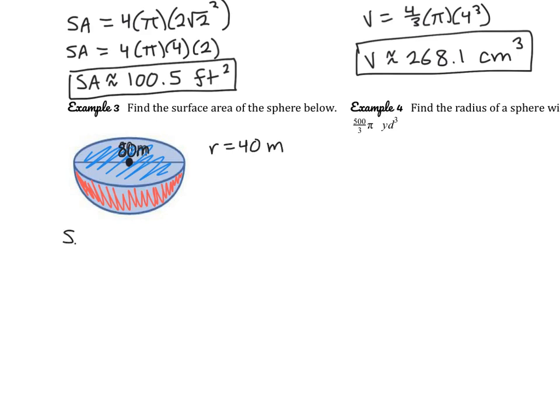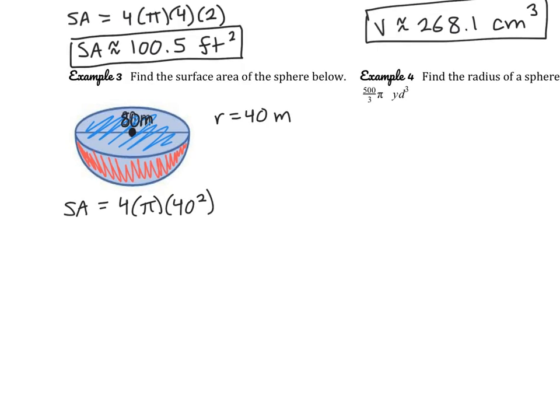So let's start by finding the surface area. 4 times pi times 40 squared. We'll get a decimal approximation in our calculator. Okay, this should give us approximately 20,106.2 meters squared. Remember, this would be the surface area if it were an entire sphere.